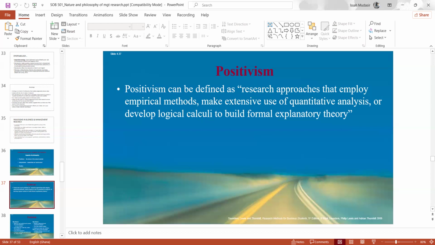So they make extensive use of quantitative analysis. They build models. Okay? Say that this is my dependent variable. These are my independent variables. And I want to know to what extent the independent variable affects the dependent variable. They want to quantify everything. They want to measure quantities. Okay? That's their interest. For them, anything that cannot be measured is not worth going into. If you can't measure it, you can't change it. That's our view.